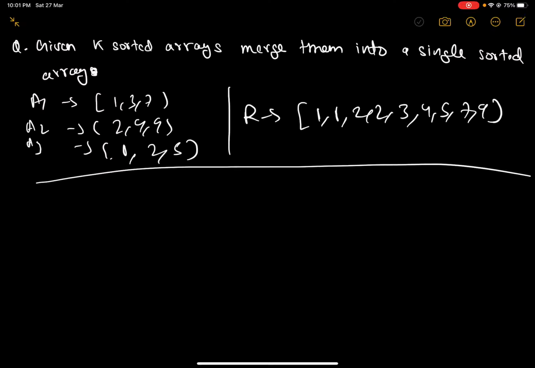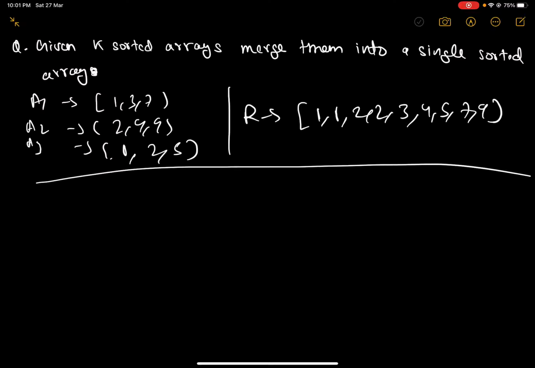And I want the resultant array to have all the elements from a1, a2 and a3, and I also want it to be sorted. So the resultant array should look something like 1 1, 2 2, 3 4, 5 7 9. Alright, so you guys might want to pause the video for a moment and try to solve the question on your own, and then you can continue with the explanation.